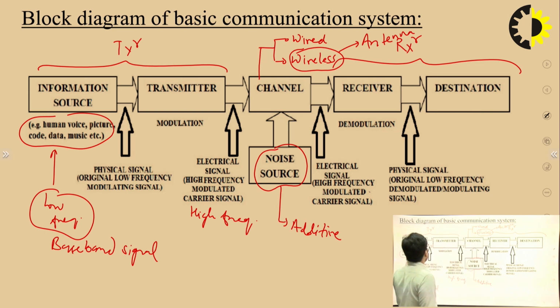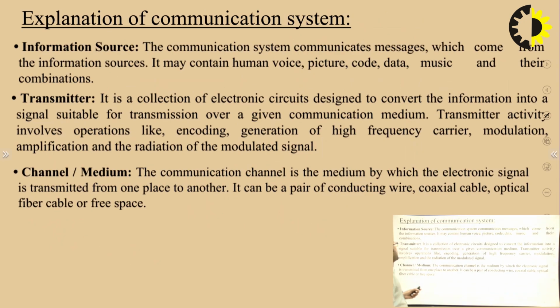So this is the basic block diagram of the communication system that I have discussed here. Now you can see, as I have already discussed, what the information source is. Information source is nothing but a kind of signal: human voice, picture, data, music, etc.